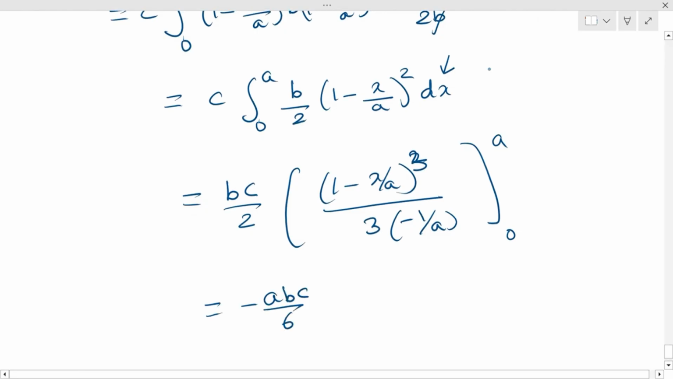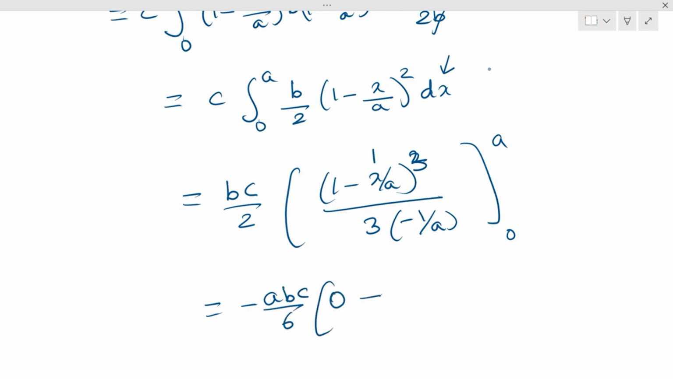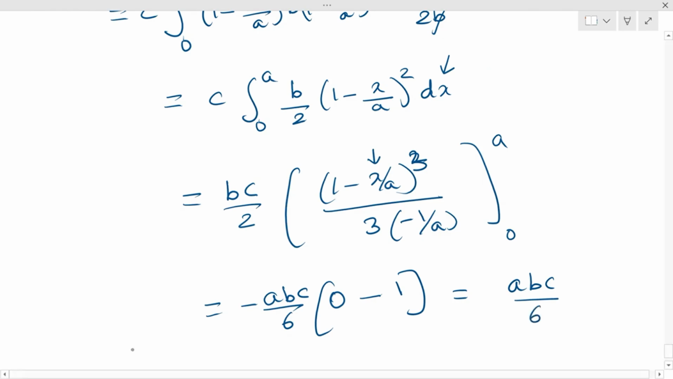ABC by 6. When we apply the upper limit, we will get 0. Lower limit, we have to apply the limit for the variable x. When x equal to a means what will happen? A gets cancelled, 1 minus 1 is 0. Lower limit we will get 1. So which is equal to ABC by 6. So this is the answer.